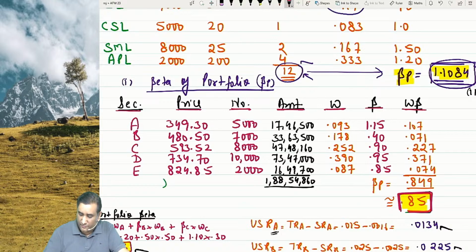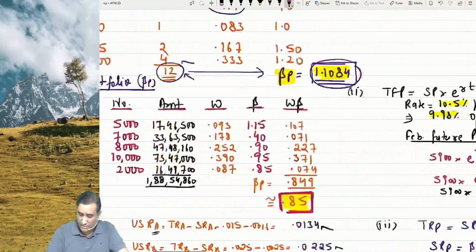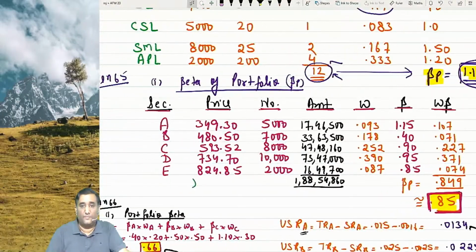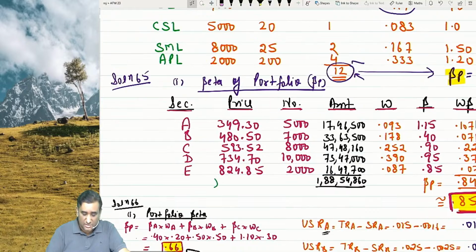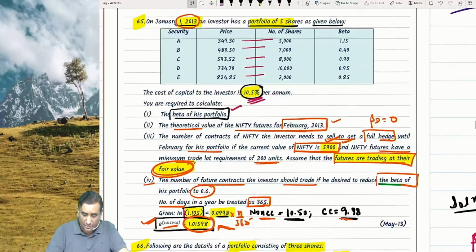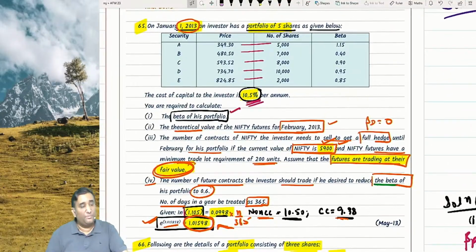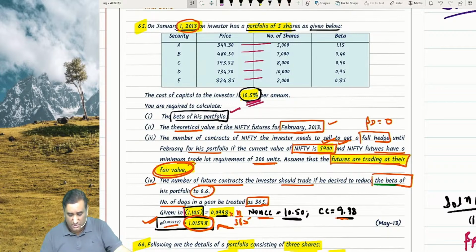Weighted beta is 0.8. The subsequent part will help you understand a basic problem, and sometimes you have to apply your own brain to create an answer for this type of question.